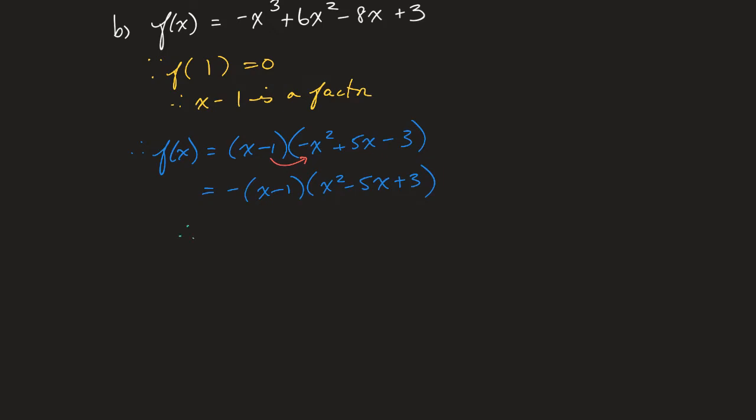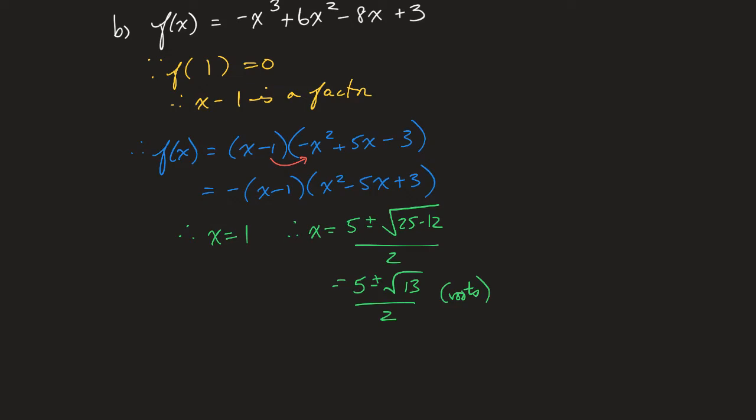So what we end up having then is we have an x equals 1 root from our linear factor, and x equals 5 plus or minus the square root of 25 minus 12 all over 2. That doesn't simplify any further. There are your roots.